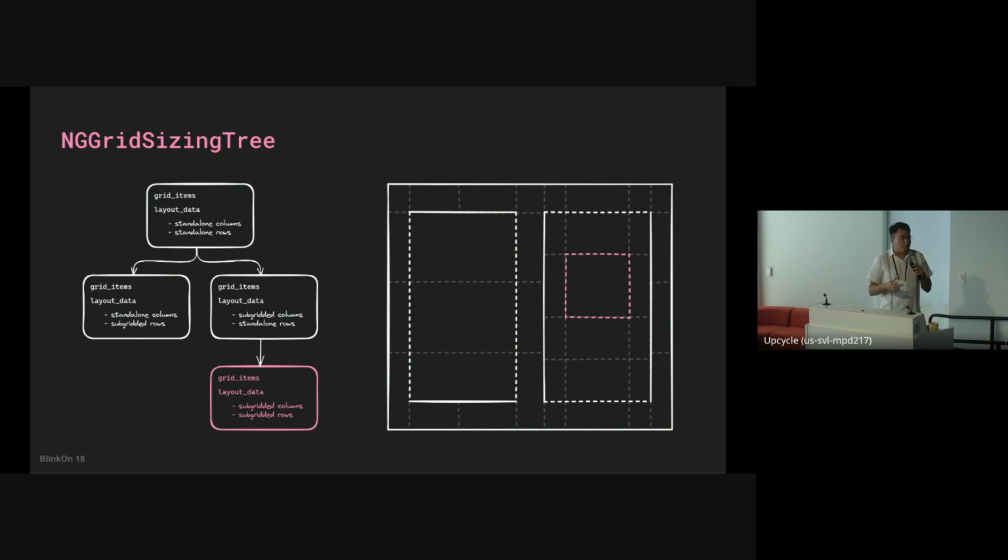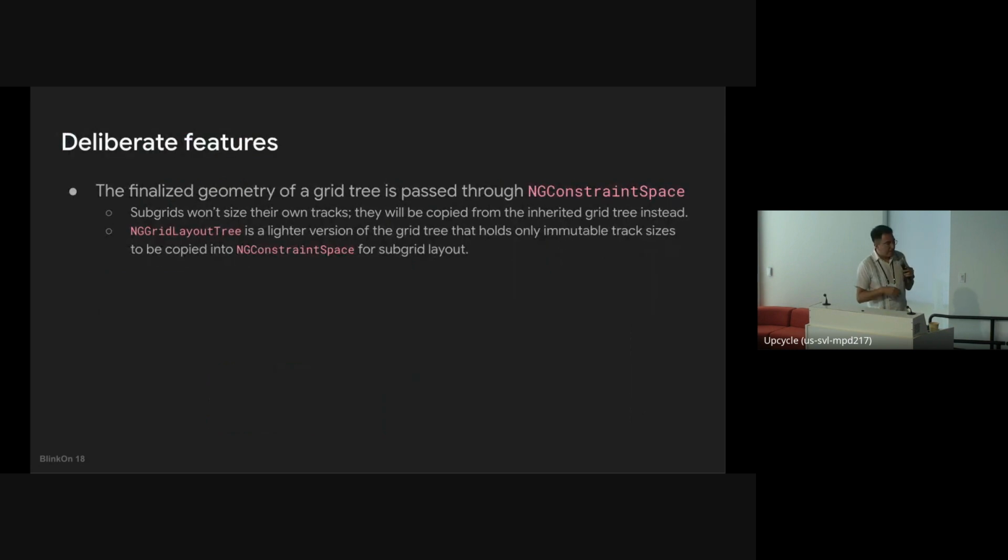This behavior is much more predictable, and it's really easy to debug since we have all of the data for the subgrids available at all times. And at the end, since we already computed the sizes of every grid in the tree, we don't want to discard that data. So we want to inherit the finalized sizing information in the constraint space so that the subgrids won't recompute their tracks and they will just perform layout with that information. For this specific purpose, we also have a very lightweight version of the grid tree called the grid layout tree that holds only immutable data, but keeps the same structure as we've seen before.